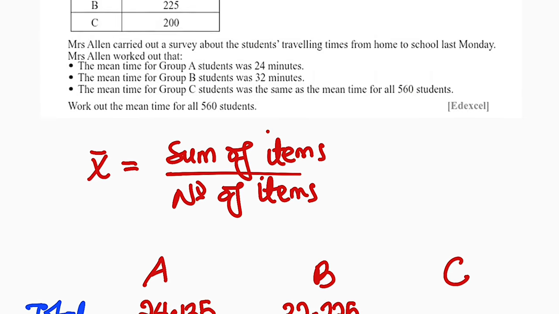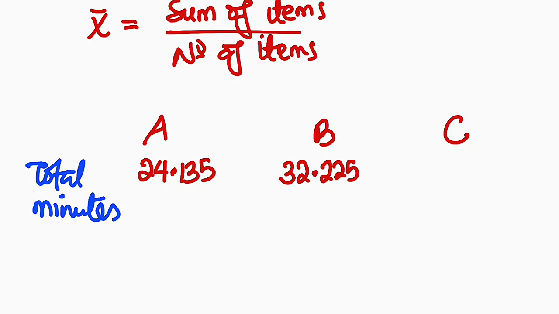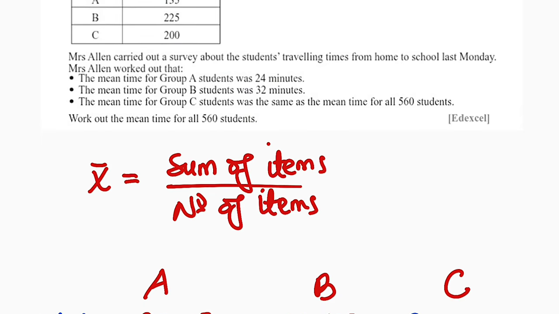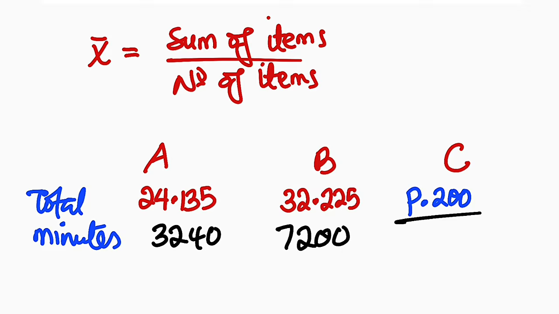But the problem with Group C, we don't know the mean, but we are told that the mean time for Group C is the same thing as the mean time for all the students. So since we don't know, I would like to declare it with a variable like P. So let's take P as the average time, multiplied by the number of students in Group C, which is 200. So let's simplify. 24 times 135 will give us 3,240. 32 times 225, if you multiply this together, you get 7,200. And this will give us 200p.